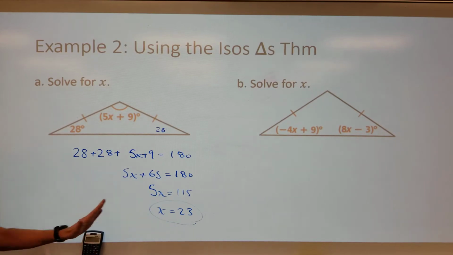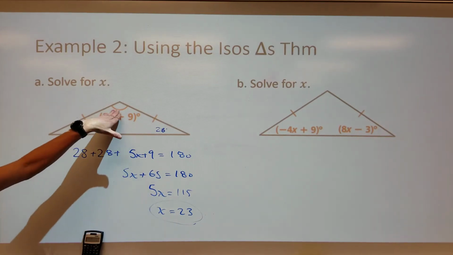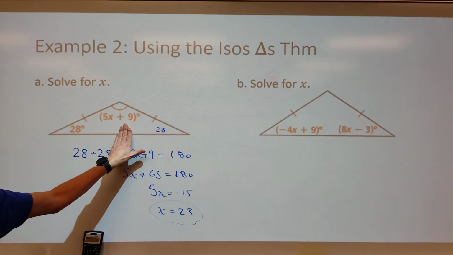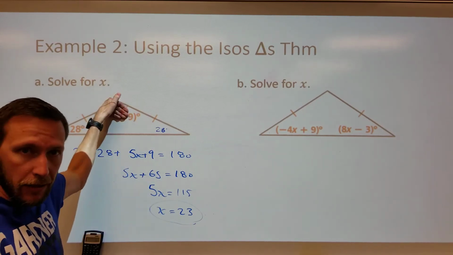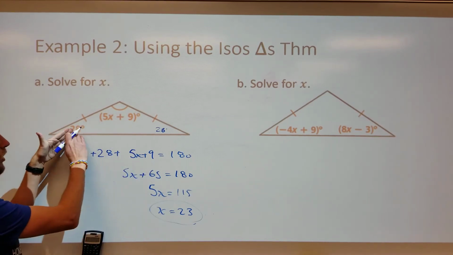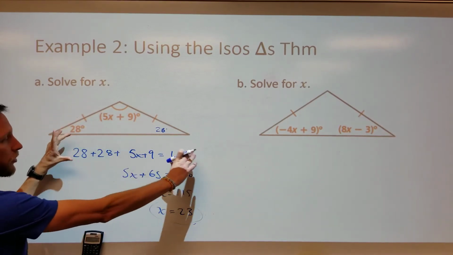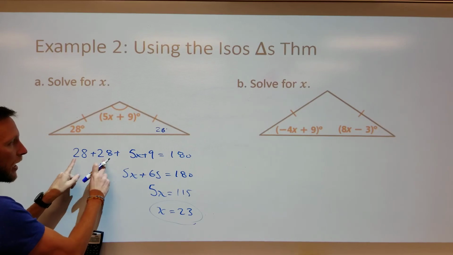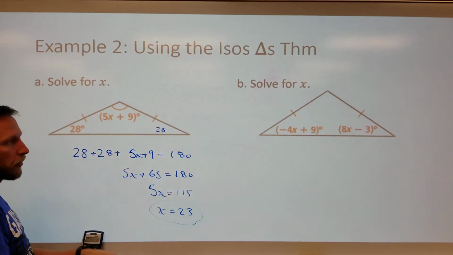Now, knowing what x is means that we can find the measure of this angle here. All right, I'm not asking you to plug that back in to substitute and then evaluate for the measure of this angle. However, we use the isosceles triangle theorem to help us create this equation, knowing that we've got 28 and 28, create our sum and go from there.